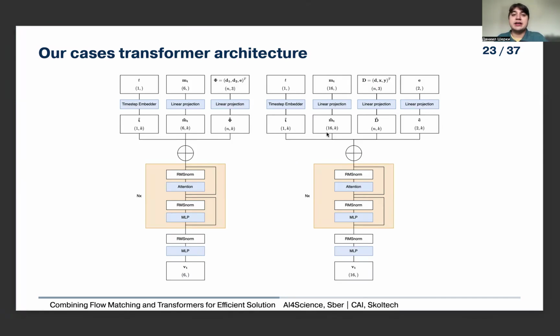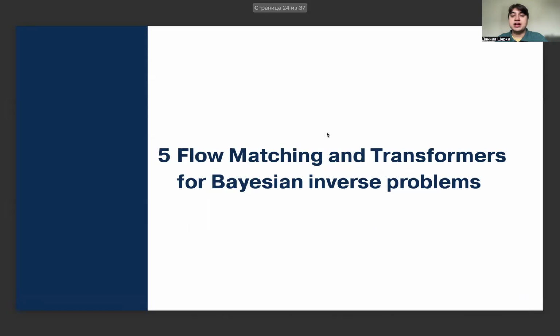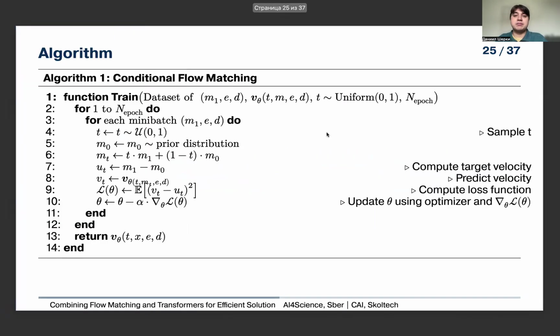How can the transformer-based architecture be used for solving Bayesian inverse problems? Given a prepared dataset of triples M1, E, and Z, we train the transformer as follows. For every epoch, we sample t from the uniform distribution. Then M0 we sample from the prior distribution, compute the linear paths between M1 and M0, predict the velocity vector, and regress it against the true velocity. Model weights are updated using stochastic gradient descent.